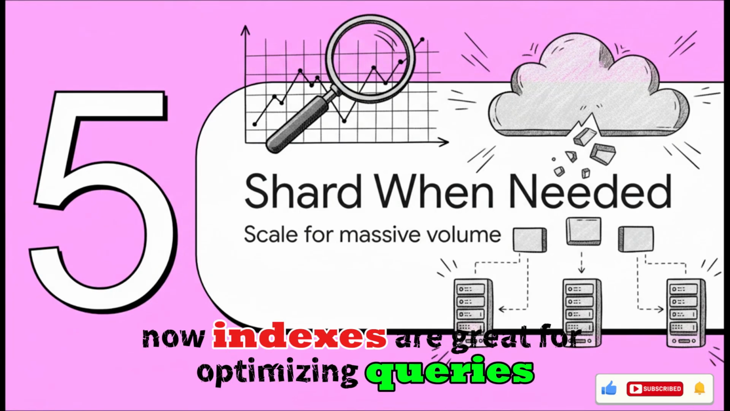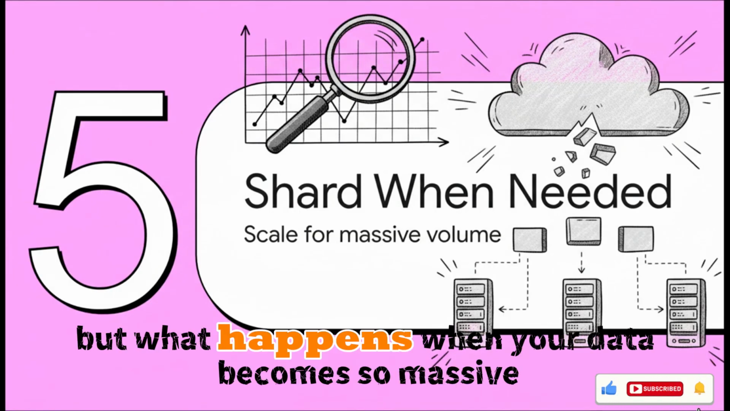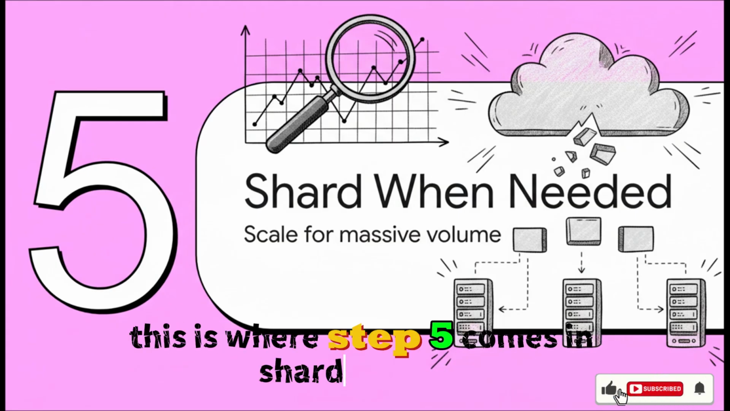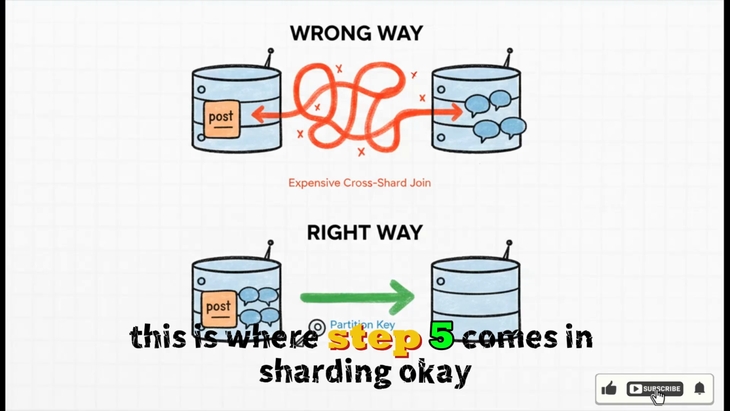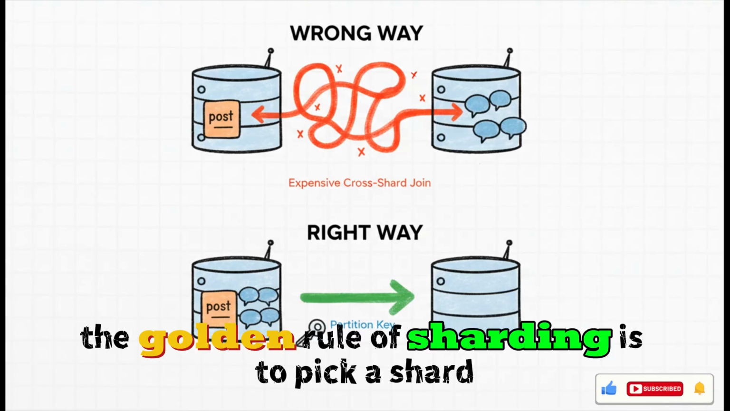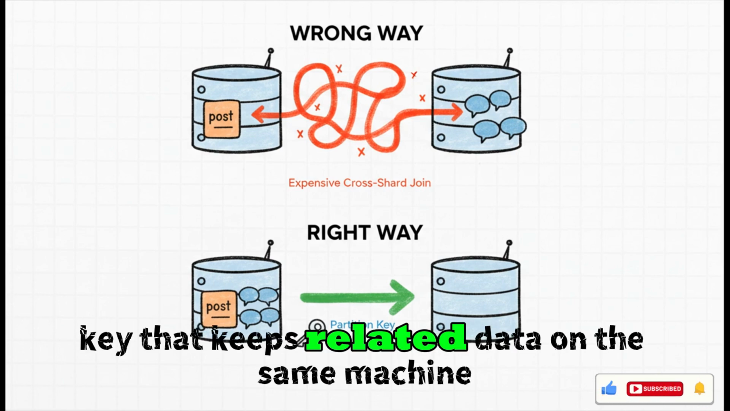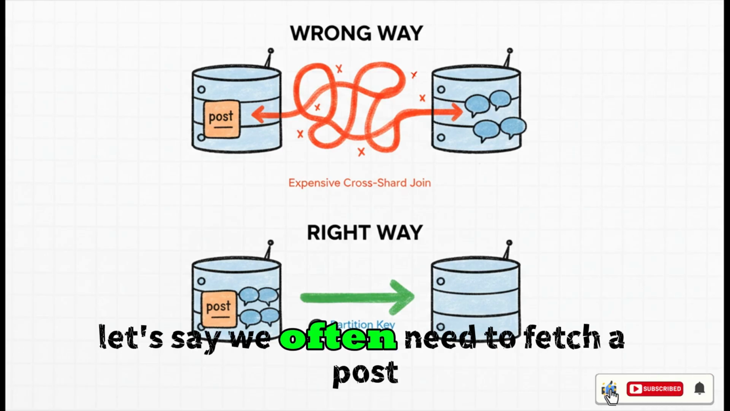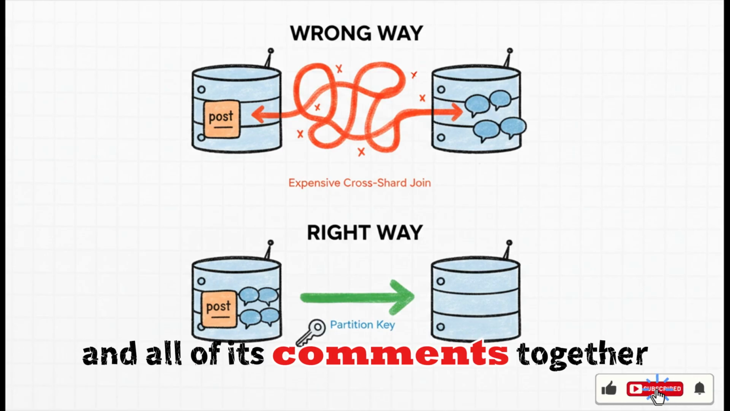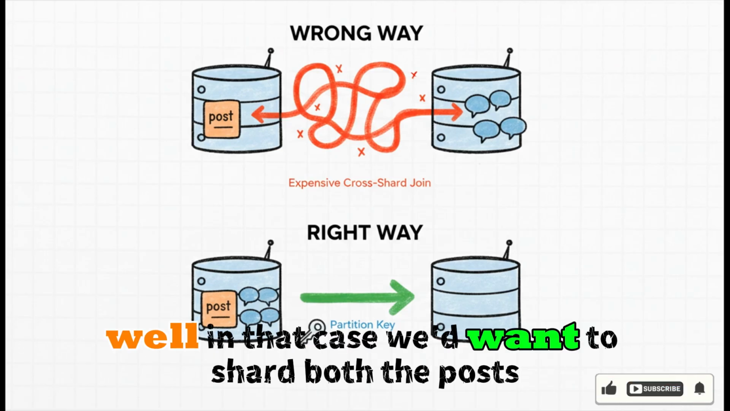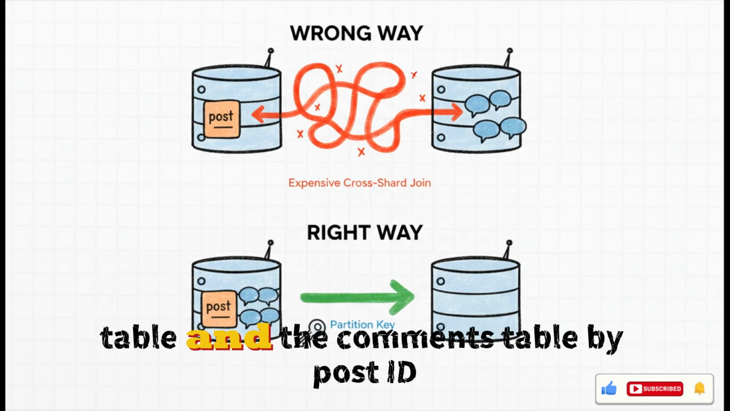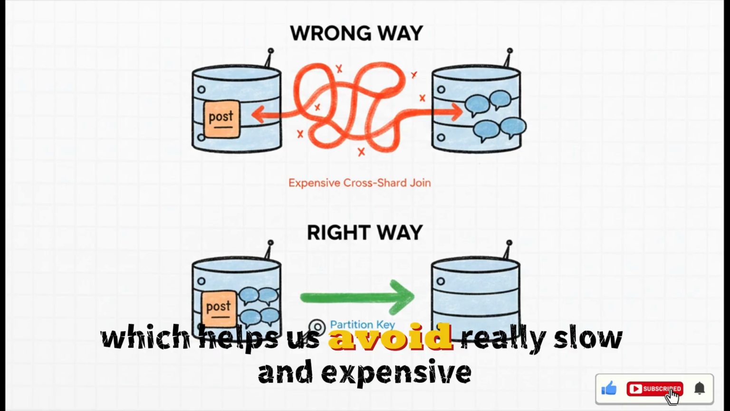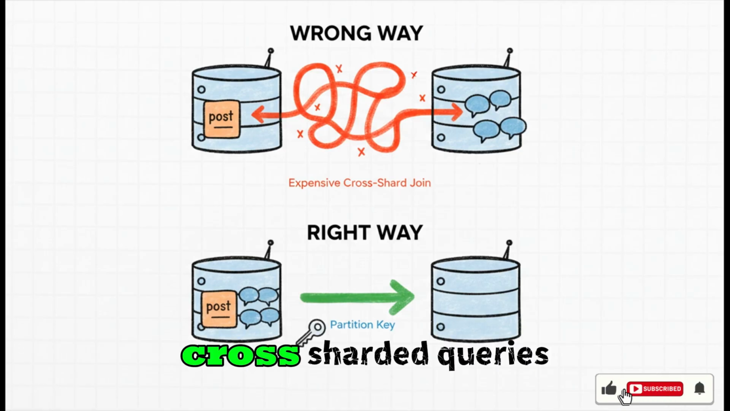Now, indexes are great for optimizing queries, but what happens when your data becomes so massive that it won't even fit on a single machine anymore? This is where step 5 comes in, sharding. Okay, the golden rule of sharding is to pick a shard key that keeps related data on the same machine. For our Instagram example, let's say we often need to fetch a post and all of its comments together. Well, in that case, we'd want to shard both the posts table and the comments table by post ID. This makes sure they all live on the same server, which helps us avoid really slow and expensive cross-shard queries.